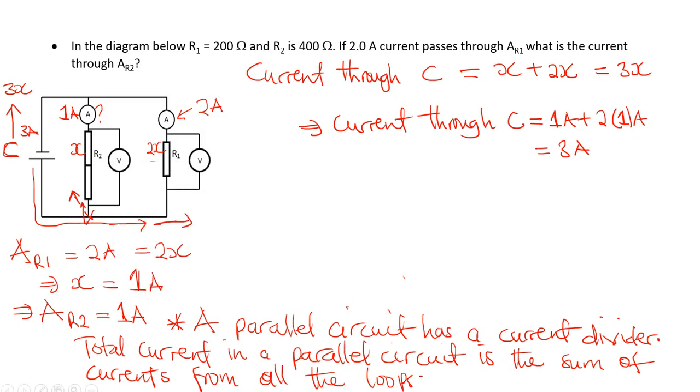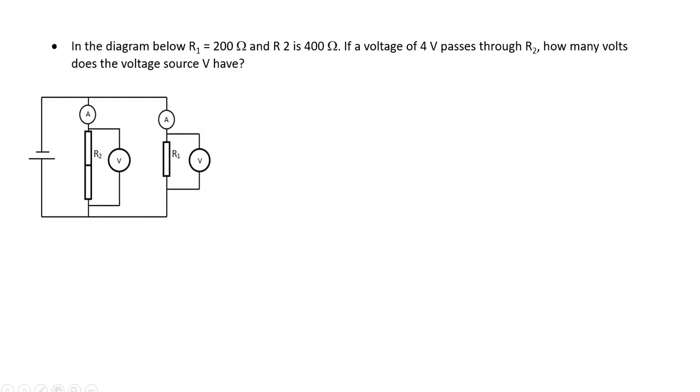Now let's move on to the next problem. In the diagram below, R1 is 200 ohm and R2 is 400 ohm. If a voltage of 4V passes through R2, how many volts does the voltage source V have?